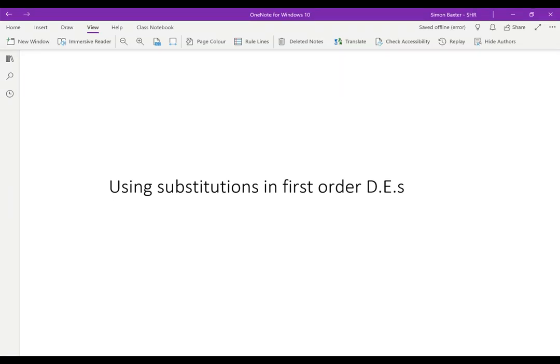I want to talk about using substitutions to solve first-order differential equations. In these, you will be given a substitution. You're not expected to find a substitution for yourself, and then you just follow through logically until you find the answer. Let's do an example just to see how this works.